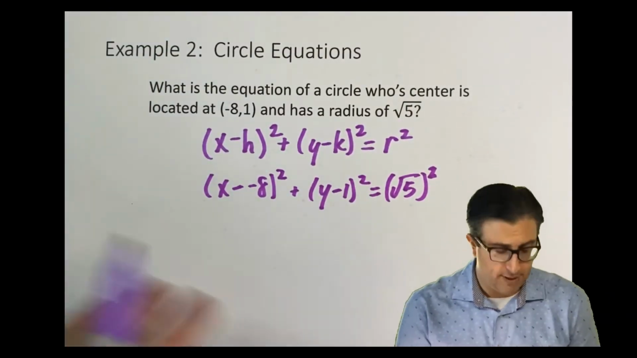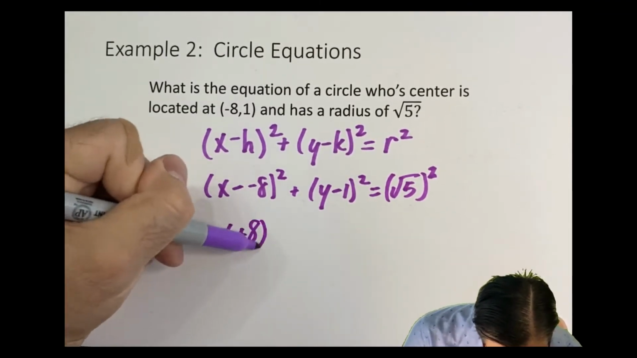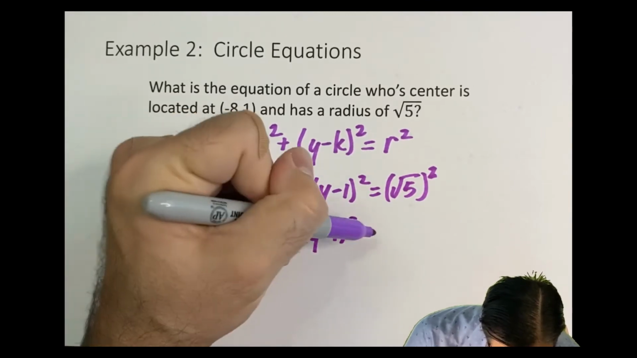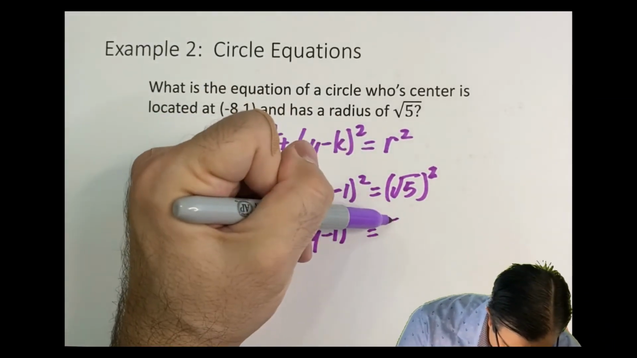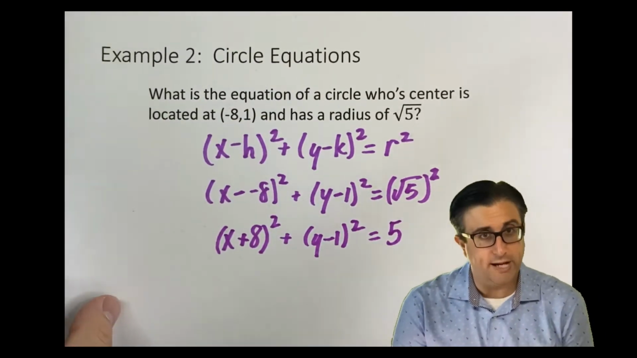So now it's just time to clean that up. Minus a negative becomes (x plus 8) squared plus (y minus 1) squared stays that way. And the square root of 5 squared is just the regular number 5. There's your equation for the circle for example 2.